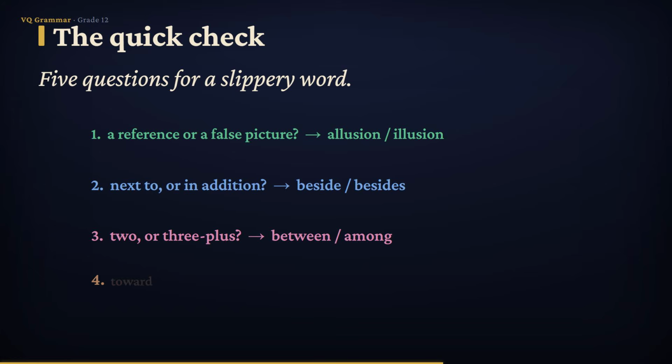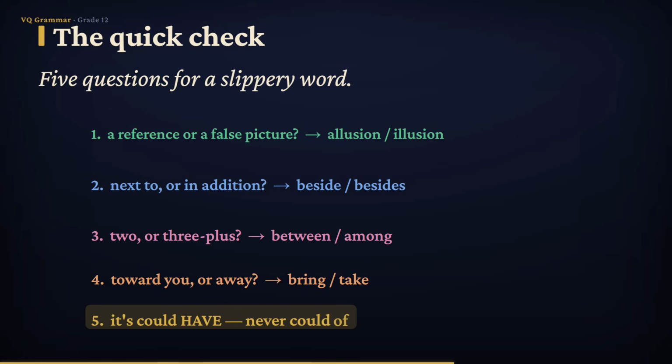4. Is something moving toward you or away from you? Toward you is bring. Away from you is take. And 5, the big one. It is always could have, never could of. Keep those 5 questions handy and you'll catch these slips every time.